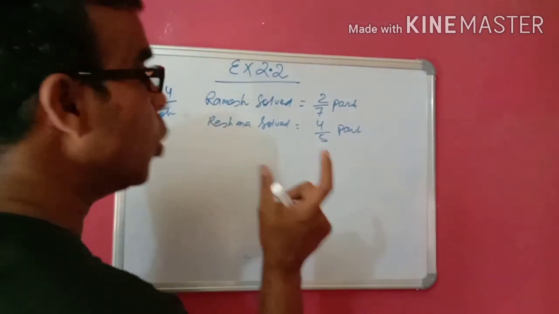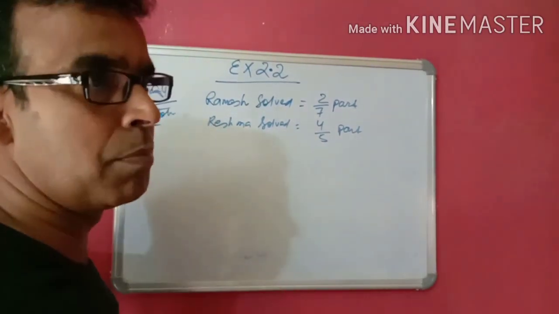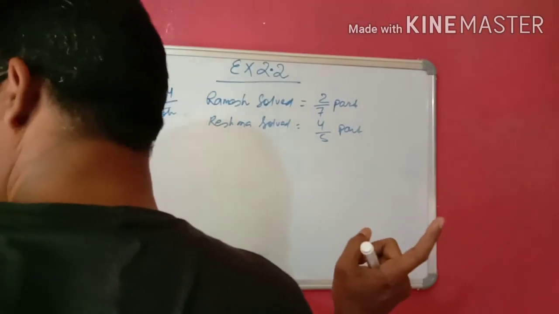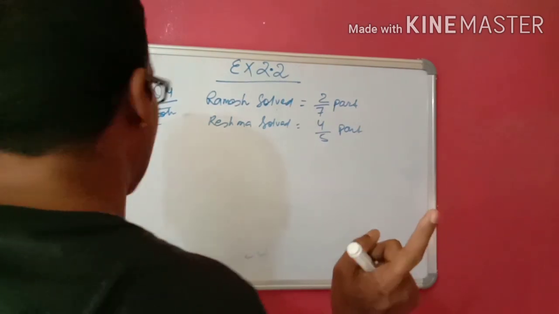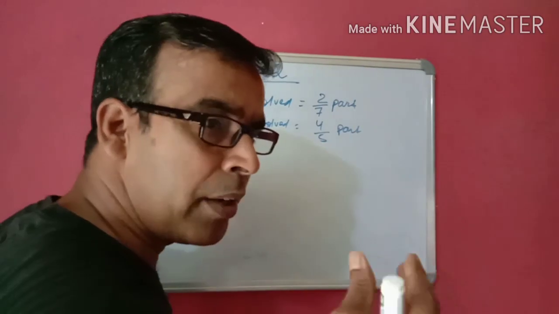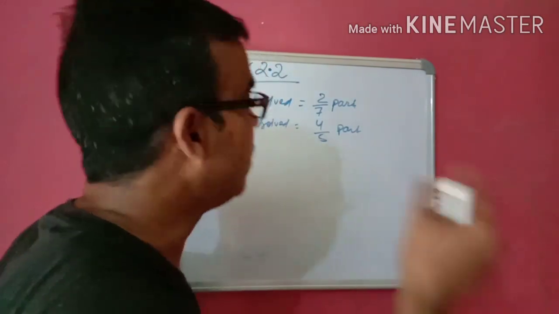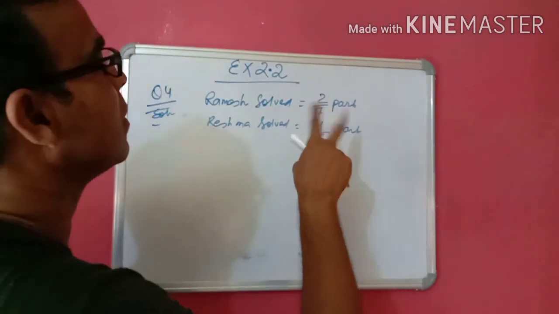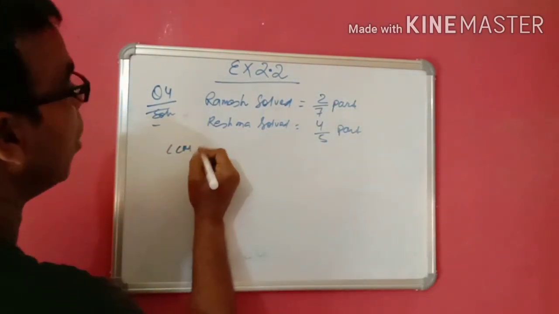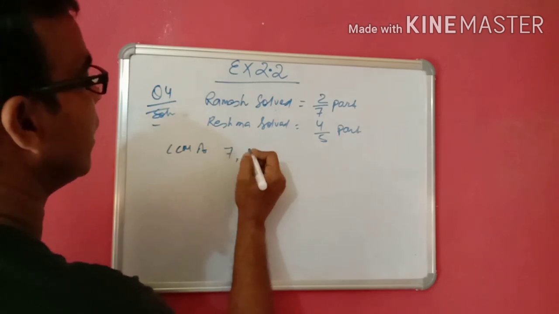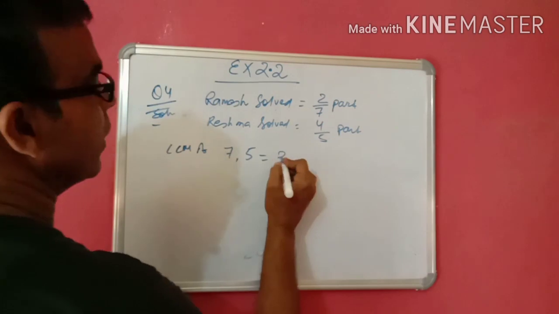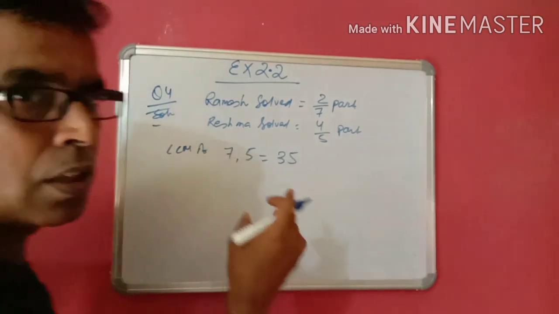And first of all, according to your question, who solved lesser part and how much? First of all we have to take LCM, because we have to first make the denominators same, then we will compare the numerators. So LCM of 7 and 5 is 35.